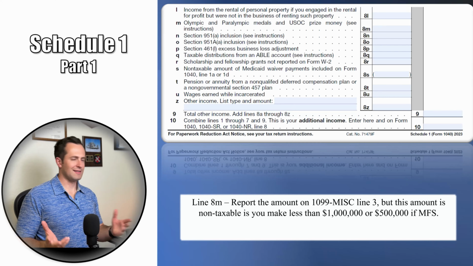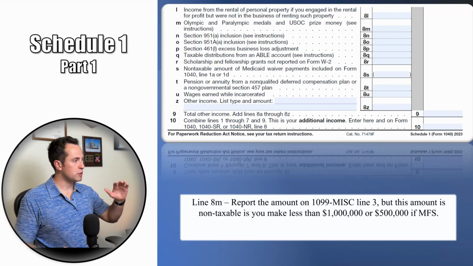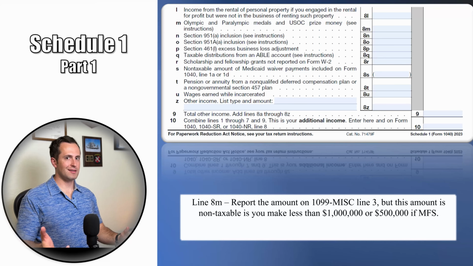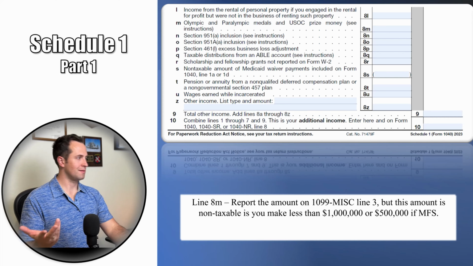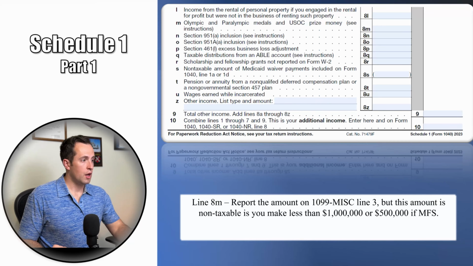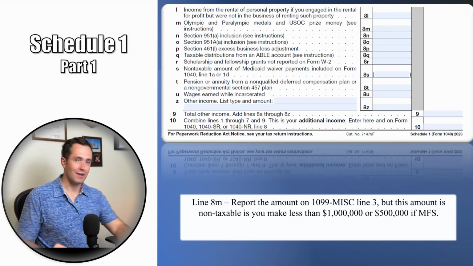But it's just kind of weird to me that if you are some very high profile athlete, you probably got some sponsorships. Ideally, you're making more than this amount, then the government is going to give you a medal and then tax you for it. That doesn't really make sense to me, but I'm not the one that writes the rules. So if you go and win something with the Olympics or get paid by the U.S. Olympic Committee, that's going to go here in line 8M.